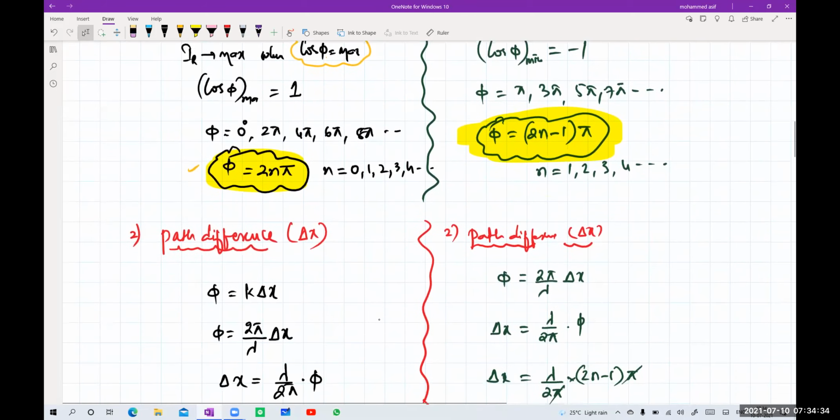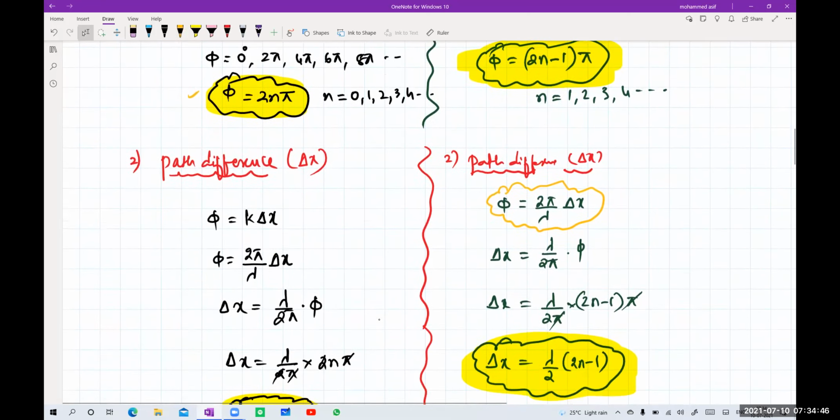Next one is path difference. Path difference formula is how much for me, beta? Phi is equal to 2 pi by lambda into delta x. So delta x is equal to lambda by 2 pi into phi. I'm taking the delta x out. So delta x is equal to lambda by 2 pi, into your phi. Phi value is how much for me, beta? 2n minus 1 into pi. Is it clear? Yes, sir.